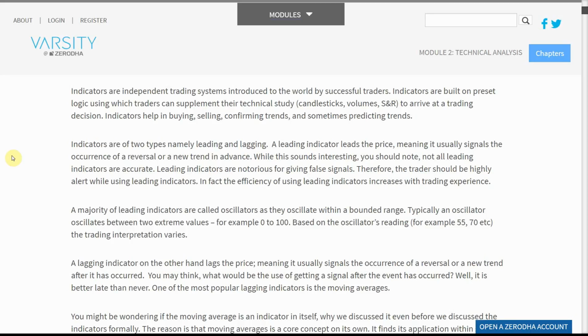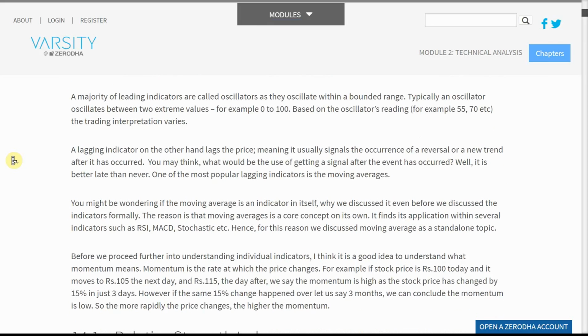A lagging indicator, on the other hand, lags the price, meaning it usually signals the occurrence of a reversal or a new trend after it has occurred. You may think, what would be the use of getting a signal after the event has occurred? Well, it is better late than never. One of the most popular lagging indicators is the moving averages.